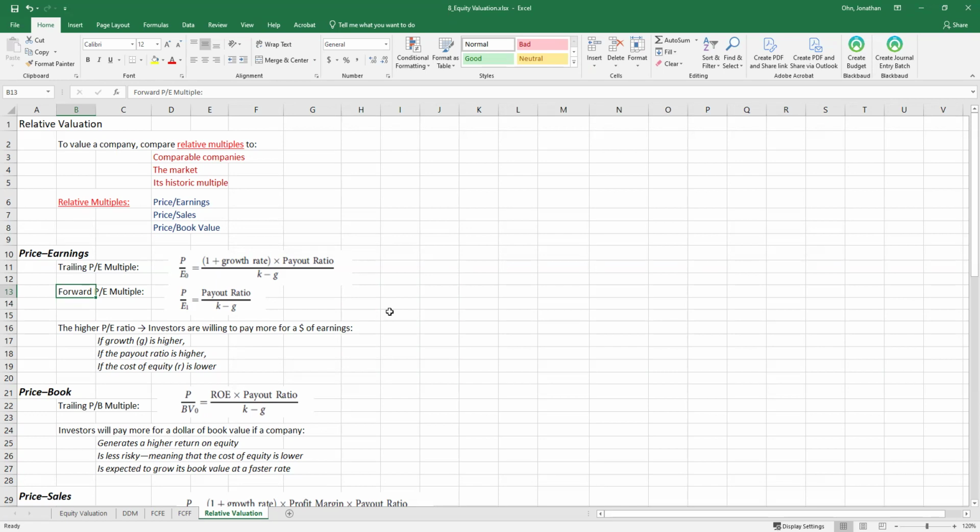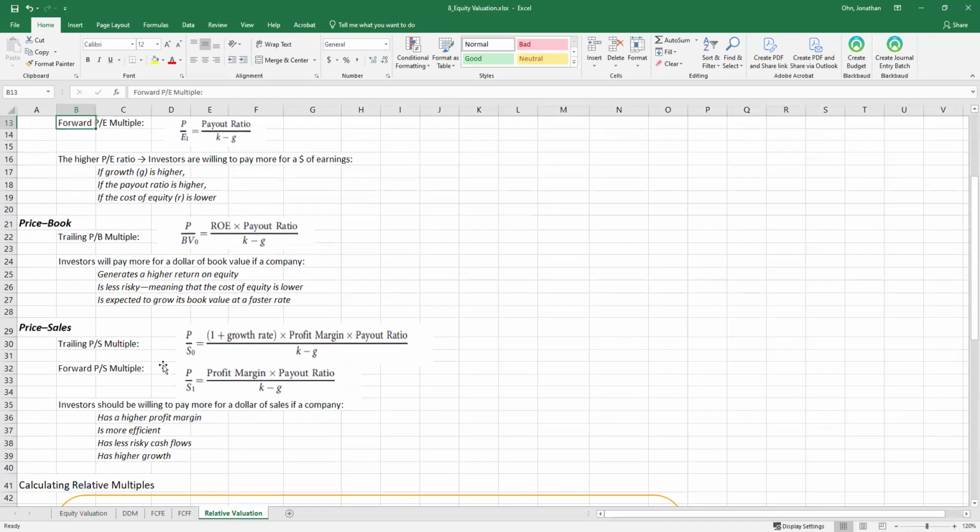So it includes investors' evaluation of the company, right? If you look at this one, the P/E ratio will be higher when growth rate is higher, when cost of equity is lower, and when payout ratio is higher. So if the growth is higher, the payout ratio is higher and cost of equity is lower, then you will get a higher P/E ratio. That's the relationship here. And price to book ratio.